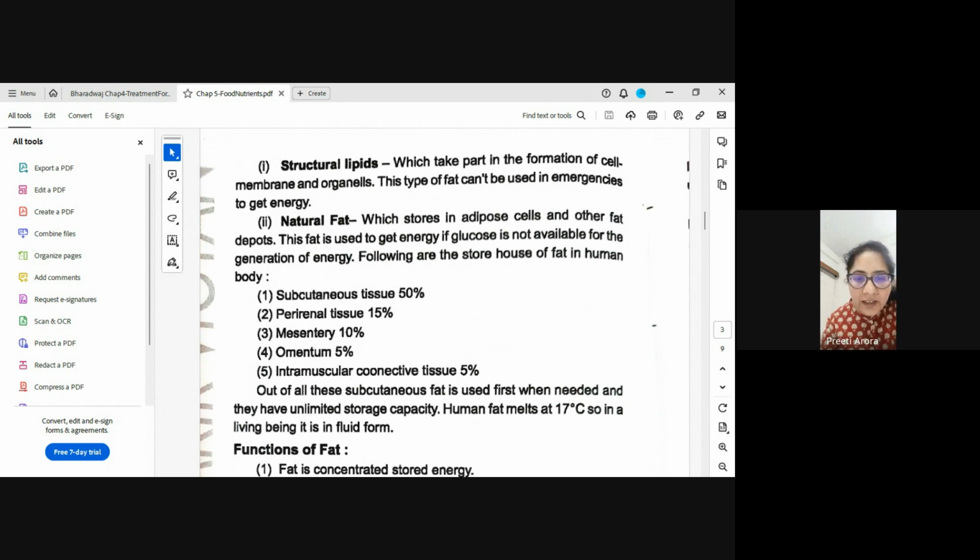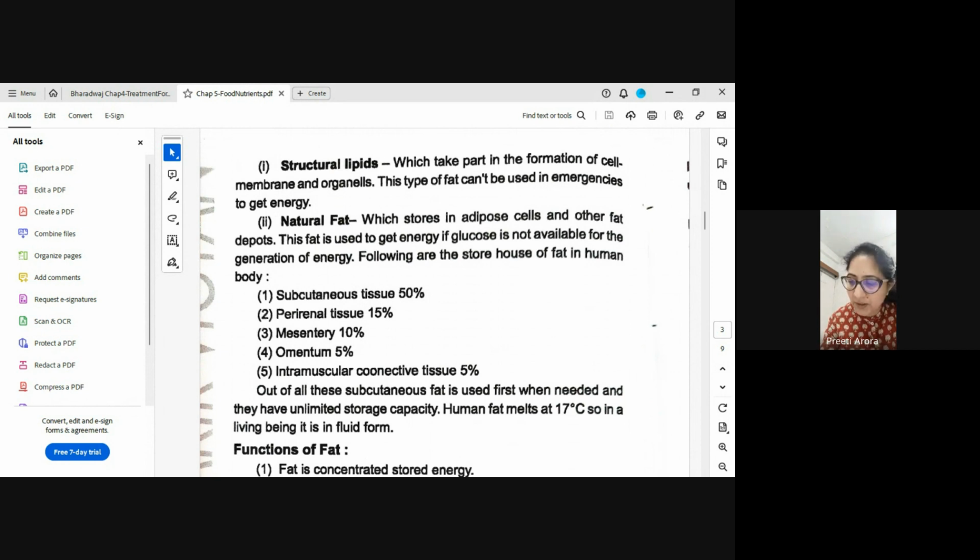Now renal means kidney and peri means around that kidney. So perirenal fat is the fat that is stored around your kidneys, and it also gives you energy when you need it. So 15% of fat is stored around your kidneys. That is broken down when the body needs it.